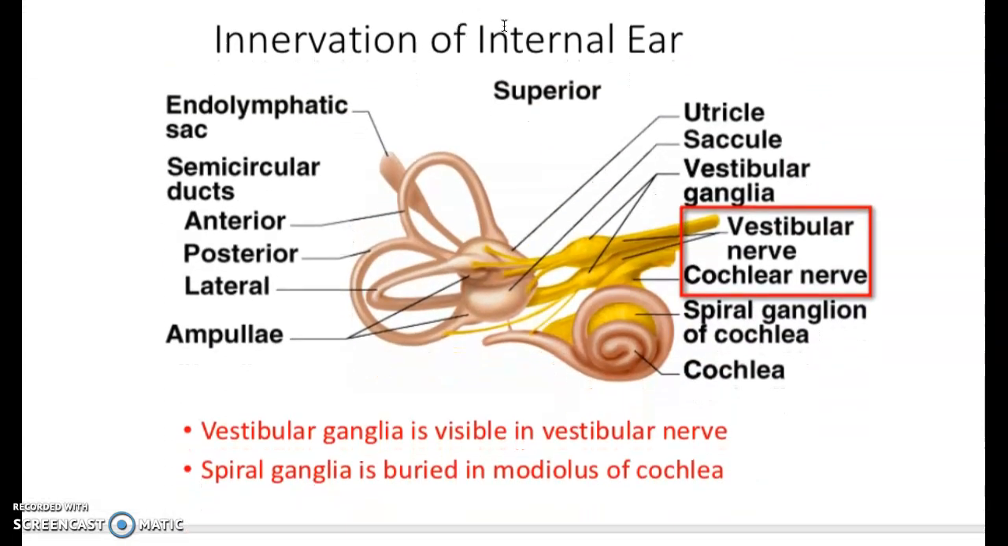So the innervation of the ear comes from this nerve that you guys know as vestibulocochlear. The vestibular nerve comes off of the vestibule here that we'll go through in a second, and the cochlear nerve comes off of the cochlea. They combine together to form one cranial nerve.